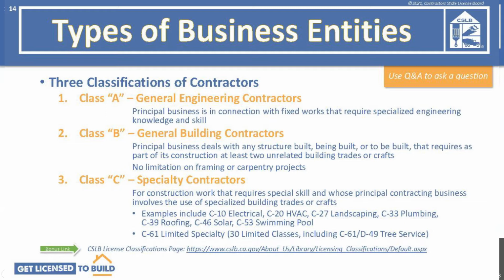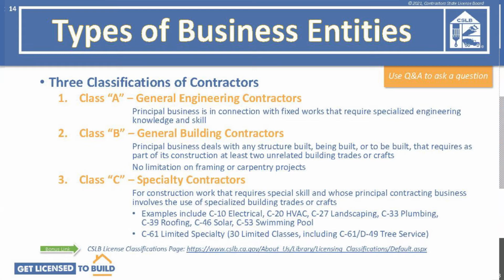Now let's talk about license classifications. A contractor's license can include multiple classifications, although you must select one when filling out your application. While there are more than 40 license classifications in California, they all fall under 3 distinct categories. There is a bonus link to our classifications list at the bottom of this screen here.